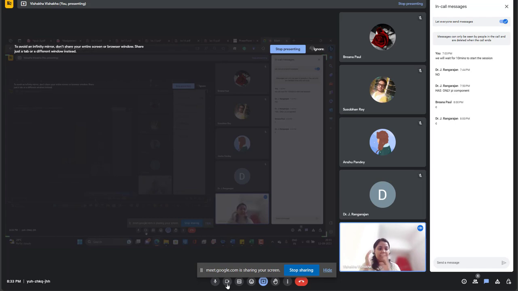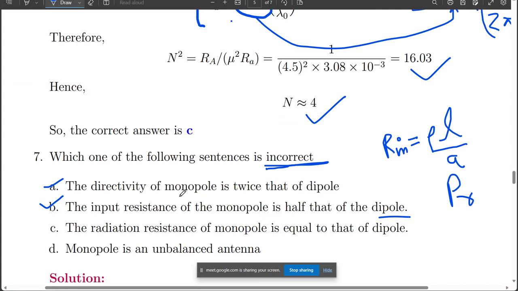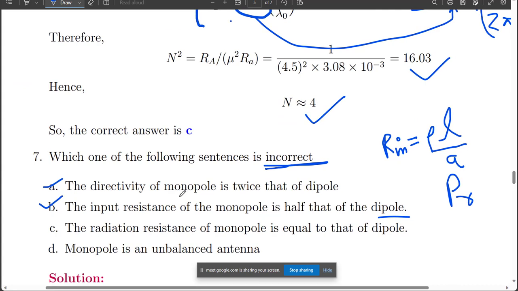Yes, it's a correct statement. So the directivity of monopole will be twice that of dipole. Yes, it's a correct statement because power radiated will be double. So that means the directivity will be double.